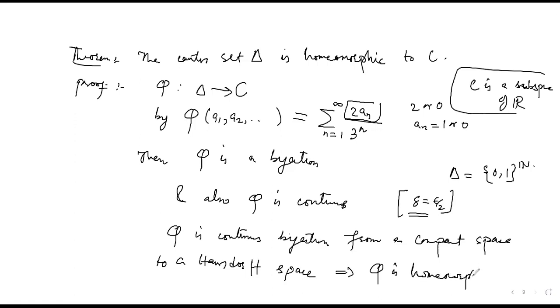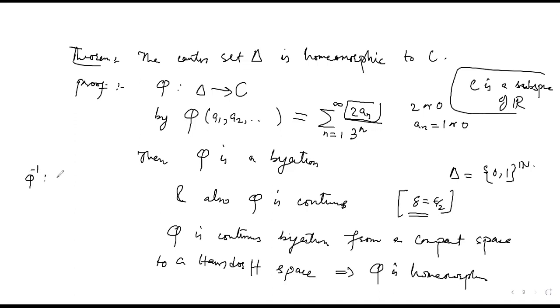This is not that difficult, because in a Hausdorff space a compact set is closed. It is a 3-line proof that if you have a continuous bijection from a compact space X to a Hausdorff space Y, then its inverse would also be continuous. You just take the closed set. Let me write it here.